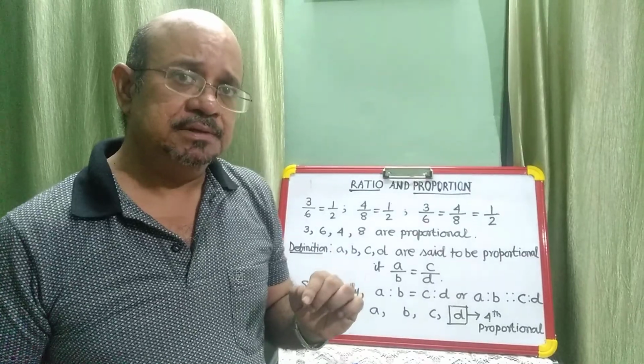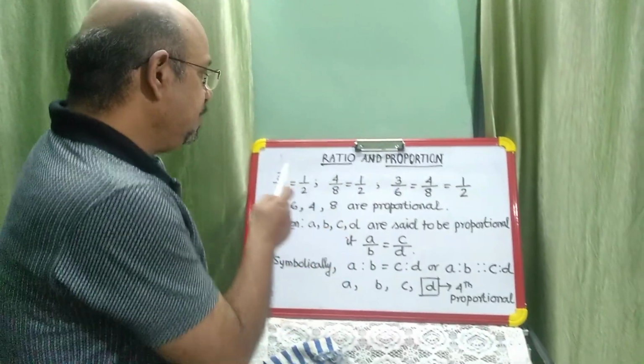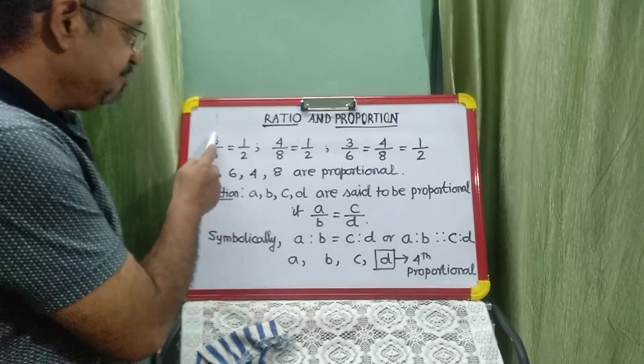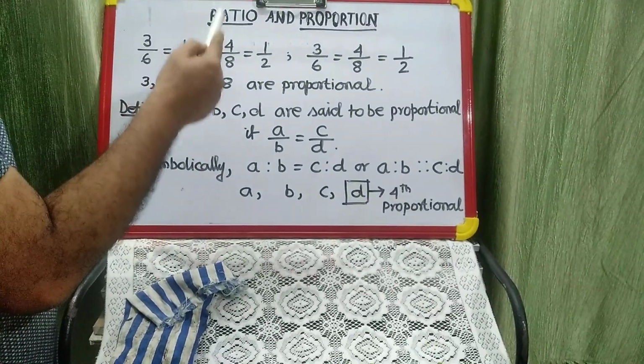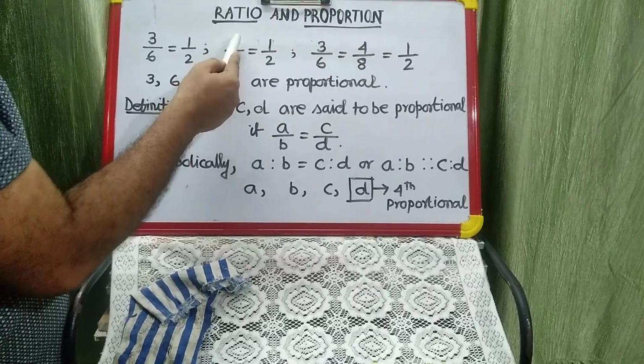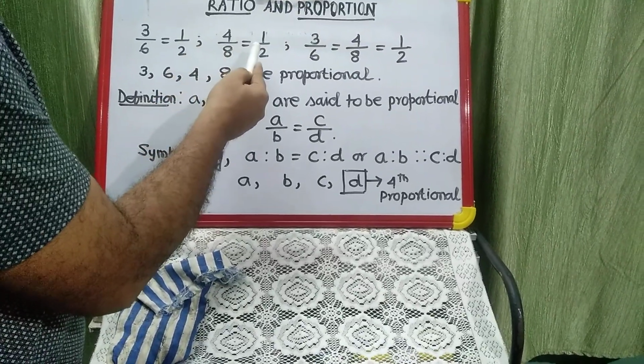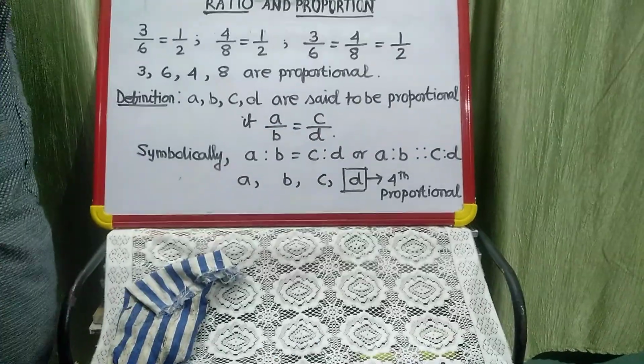For example, take a look here. The ratio between 3 and 6 is 3 divided by 6, which is equal to half. The ratio between 4 and 8 is 4 divided by 8, which is equal to half.